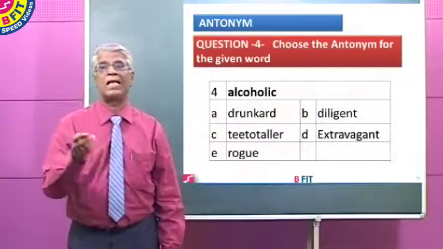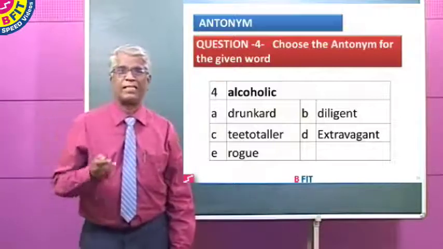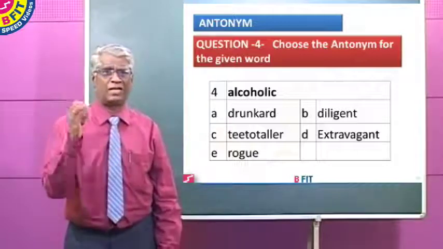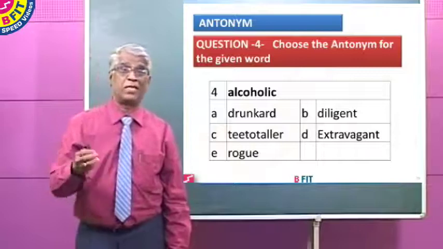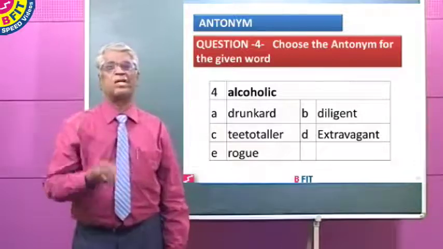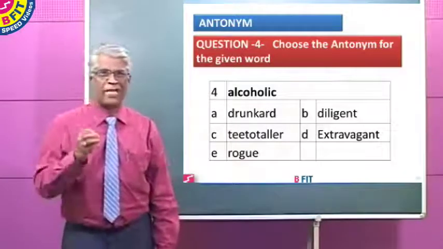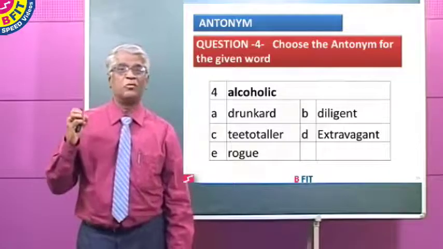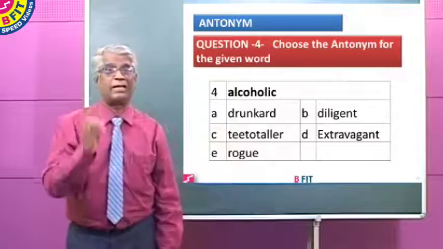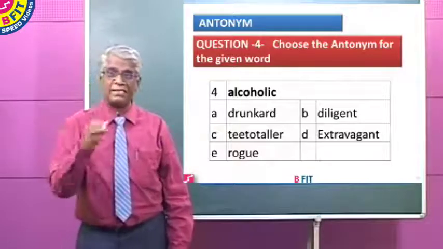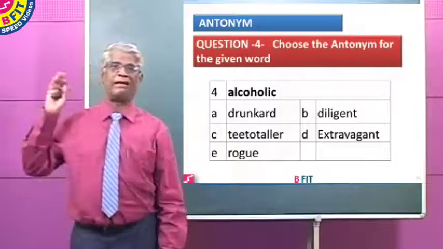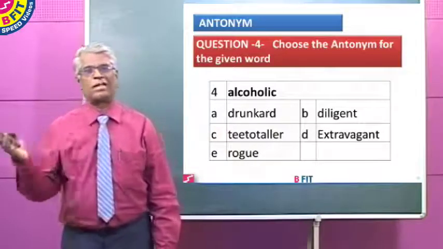The fourth word is alcoholic. Alcoholic normally means one who is obsessed with alcoholic drinks, though the word figuratively means so many things of late. One who is mad of shopping, we call him shopaholic. One who is mad of working we call him workaholic. But here it means only alcoholic, one who is addicted to drinking alcohol. That means the antonym should be a person who does not take alcoholic drinks. There is no word called non-alcoholic.